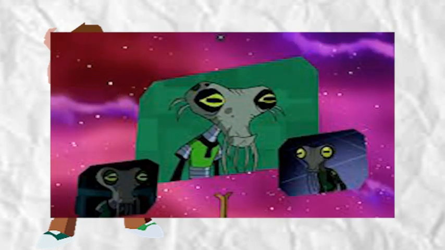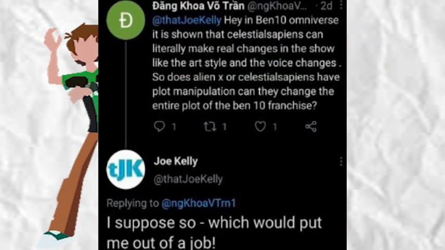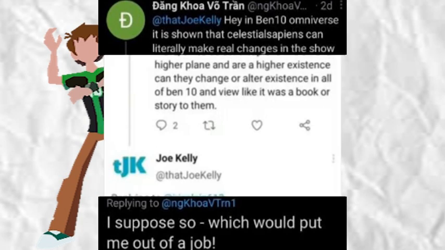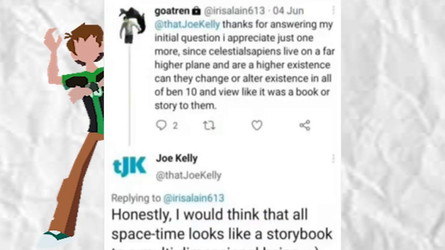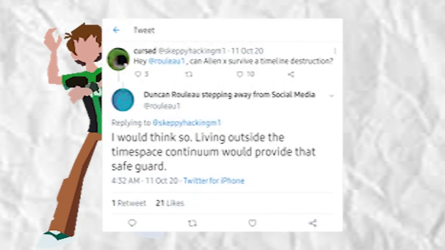And Alien X is stronger than all of them and considered omnipotent by the likes of Paradox and Cervantes, with Alien X capable of destroying Paradox in an instant, and statements suggest that Celestialsapiens are the reason for both art style and voice actor change, and capable of changing the entire story of the Ben 10 franchise itself, with them viewing it all as a storybook as they exist outside all of space and time. Alien X can erase all of existence as well, placing him at high outer to boundless.